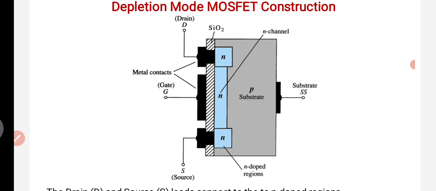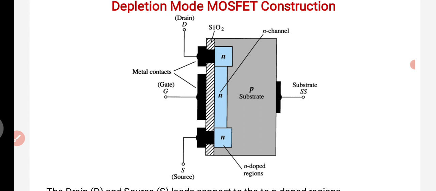So now in this video we are going to discuss the depletion mode MOSFET construction and working, and the types of MOSFET, that is PMOS and NMOS. In the previous session we completely learned what a MOSFET is, what the types of MOSFET are, the modes of operation of these MOSFETs, and the symbols and the working of a MOSFET.